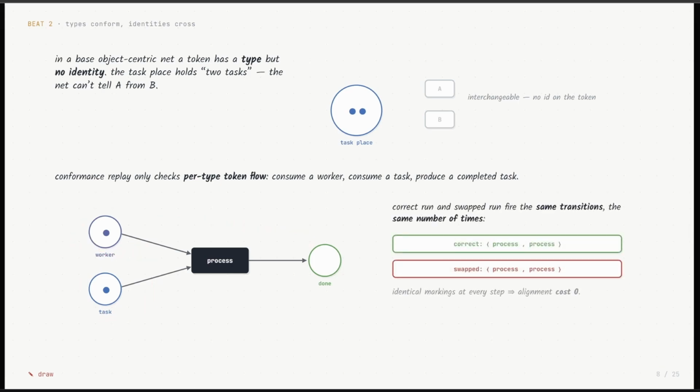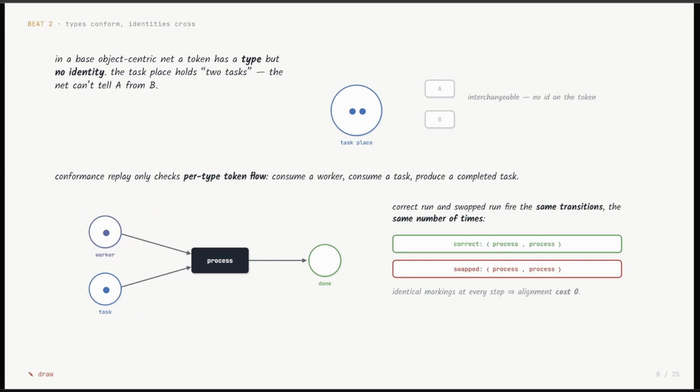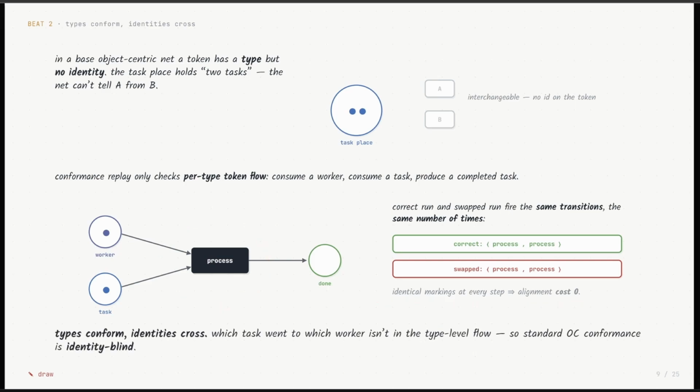So if there is a swapping between which process is being done, let's say process of ID 1 is usually done by a different worker at a different task, but it is done by worker B instead of worker A, it will not be detected. We only care about the process being fired, which is a problem. If we go through identical markings at every step and the alignment cost is 0, it will not be detected.